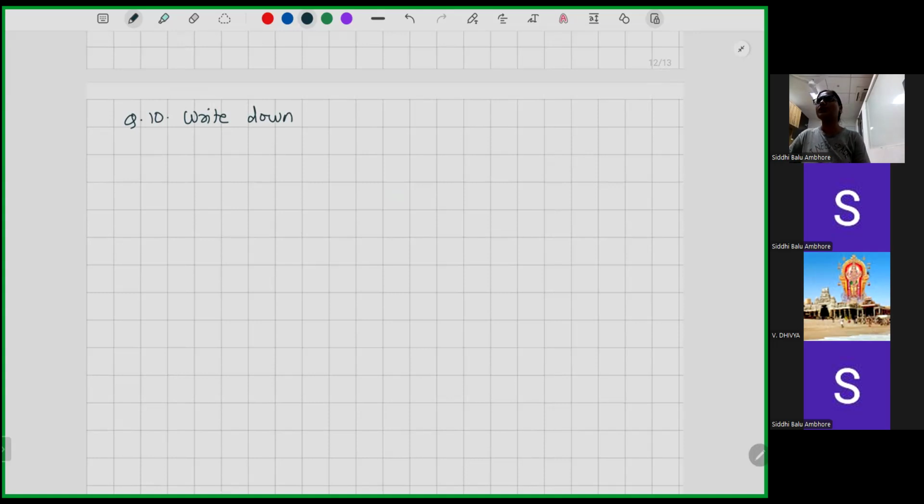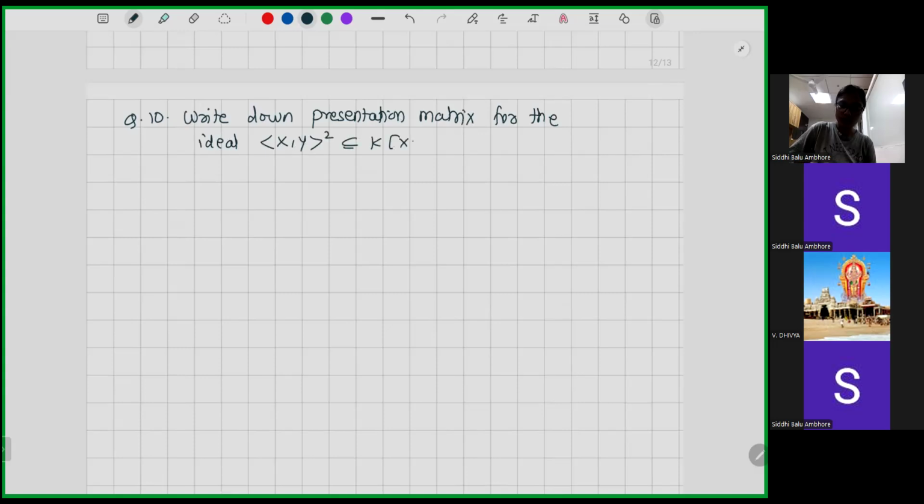I request you all to please go through the non-graded assignments, because they have many extra definitions and questions which are very important to go through, because those questions will clear our concepts related to what we are doing here, of the ideal (x, y^2) in k[x, y]. And we have learned about presentation matrix already. So what is presentation matrix?